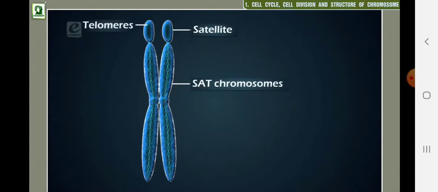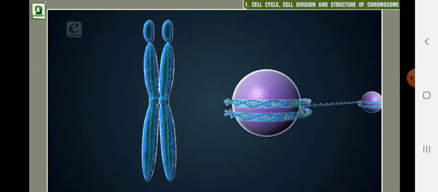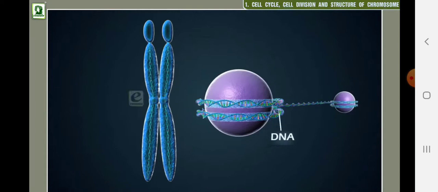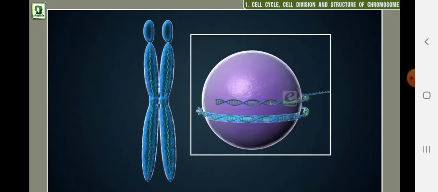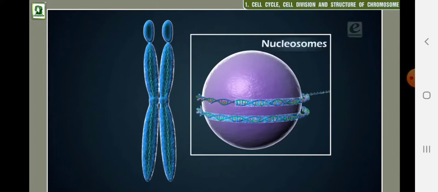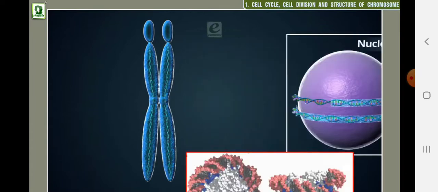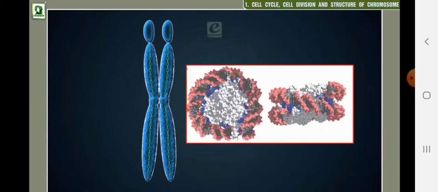The chromosomes consist of about 40% DNA and about 60% histones, which are a particular type of protein. The histones and DNA form a kind of complex in which the DNA strands wind around histone molecules. Each such complex is called a nucleosome. A single human chromosome may have about 1 million nucleosomes.